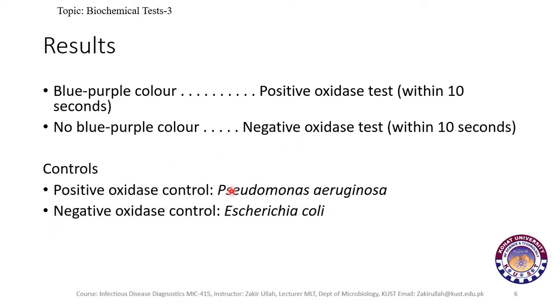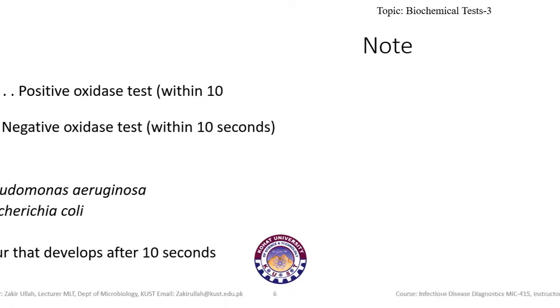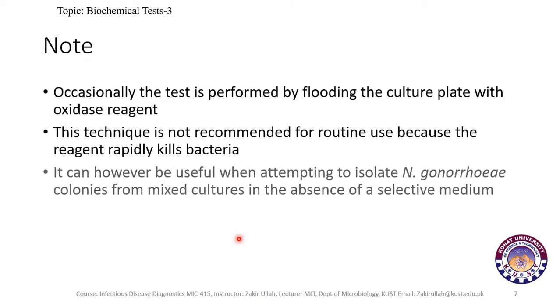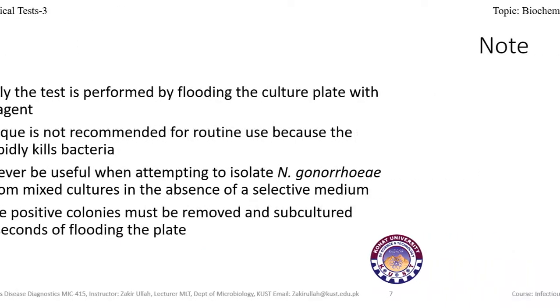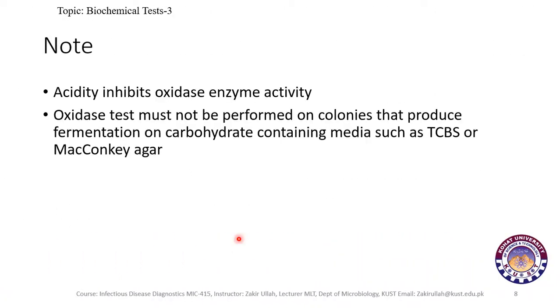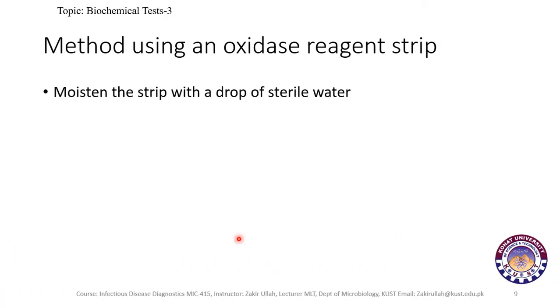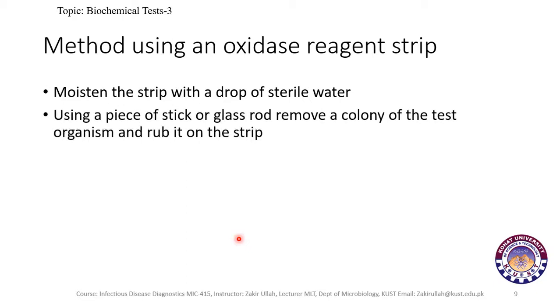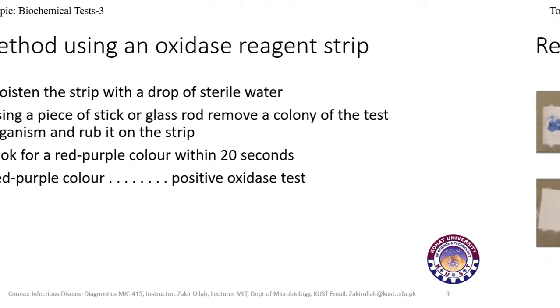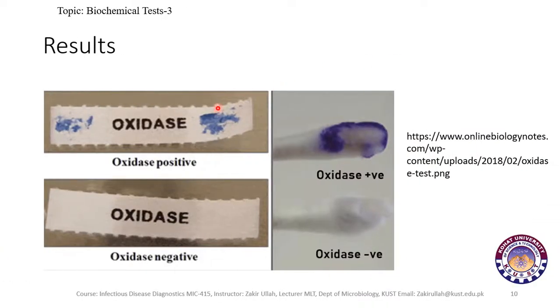The controls for the oxidase are Pseudomonas aeruginosa, the positive control, and E. coli, the negative control. And these are the cautions which are important while performing the oxidase tests. And another method of performing oxidase is the reagent strip method, which gives a red purple color. This is the result of the oxidase positive, and this is the oxidase negative.